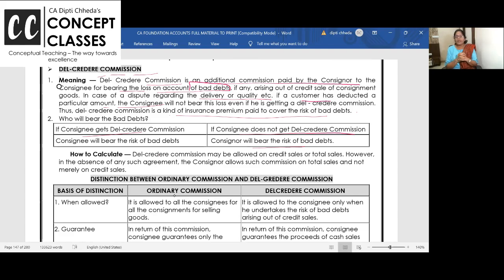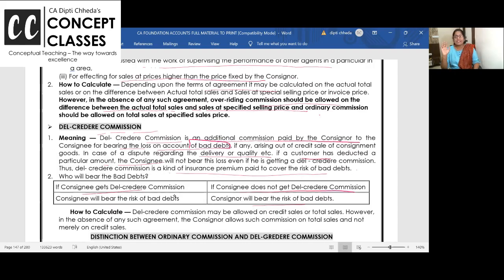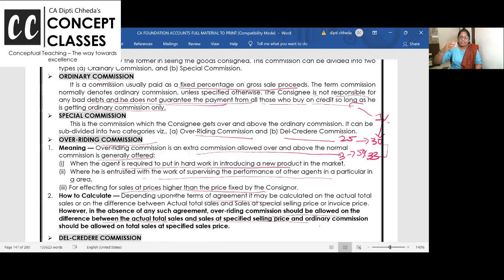I'm waiting. Are you all reading? Del credere commission? Okay. Once again, listen. This is not theory. Commission is a concept, problem for commission. Stock is a concept, problem for stock. Normal and abnormal loss is a concept, conceptual problem for that. When put together, we are ready for the consignment.